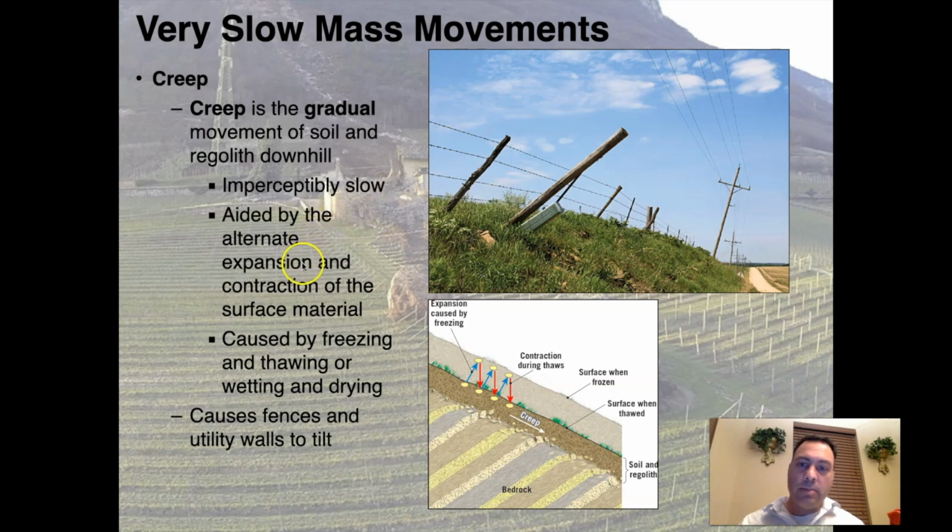It's aided by the alternate expansion and contraction of the surface material. So effectively, this is the idea, is that you have bedrock with soil and regolith sitting up on top of it. And then above that, you have a surface, when it's frozen, that elevates and lifts, and moves things along. And effectively, these little pebbles, or the material that's at the very surface, kind of walks almost the same way that you do when you're ice wedging, right? Freeze, thaw, tends to expand, contract, expand, contract, expand, contract.